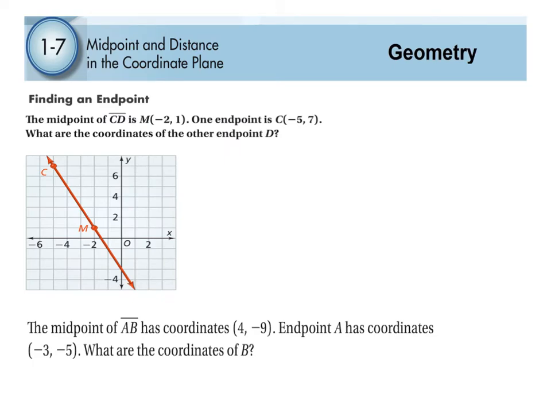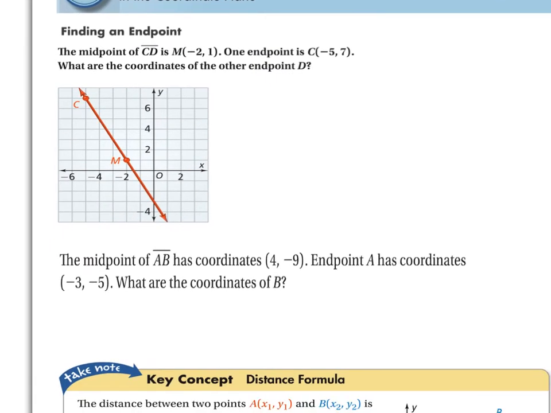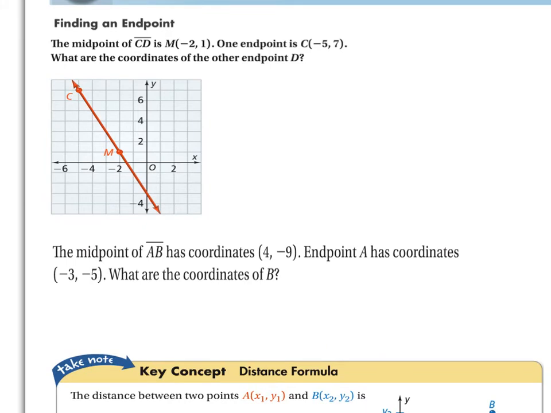Okay. The last 2 here are a little bit different, because now they're giving you the midpoint and one endpoint, and they want you to find the other endpoint. Okay, so it says here in this one, the midpoint of CD is (-2, 1). One endpoint is (-5, 7). What are the coordinates of the other endpoint?